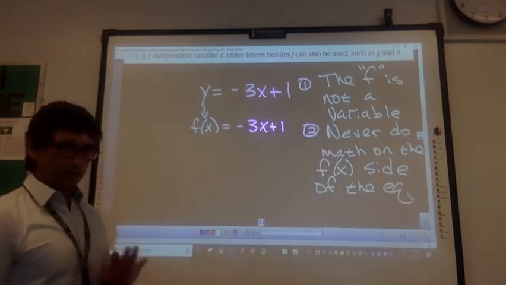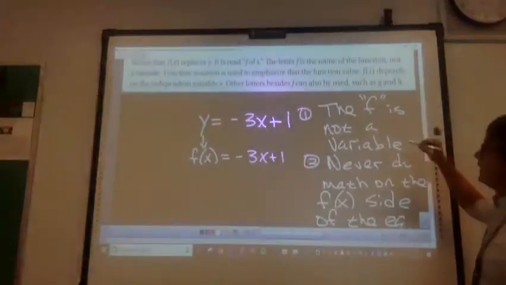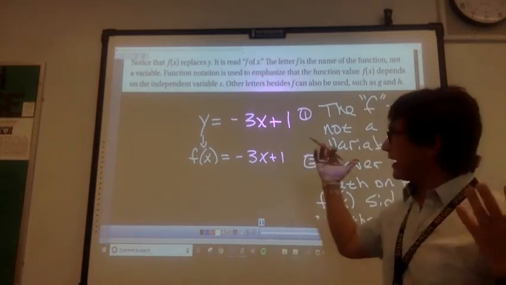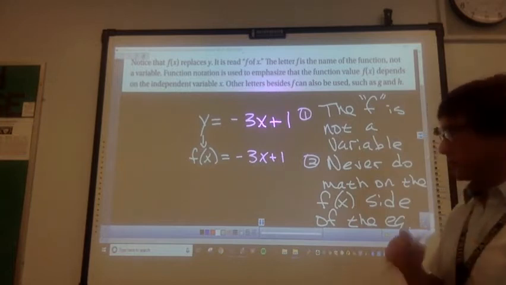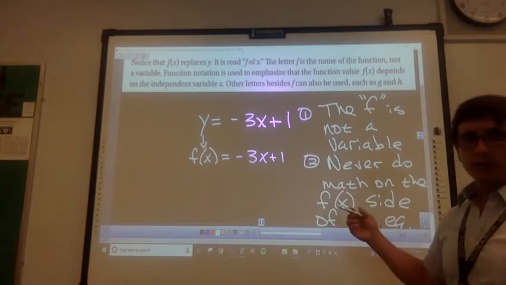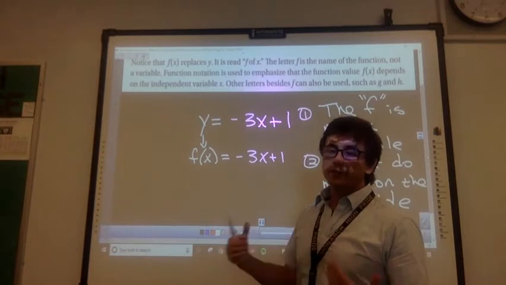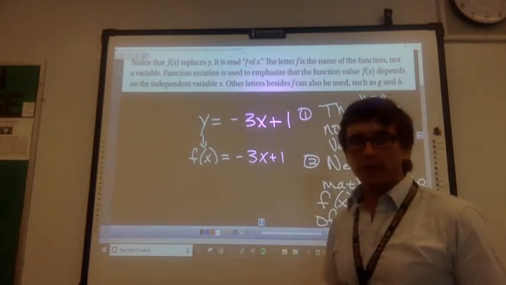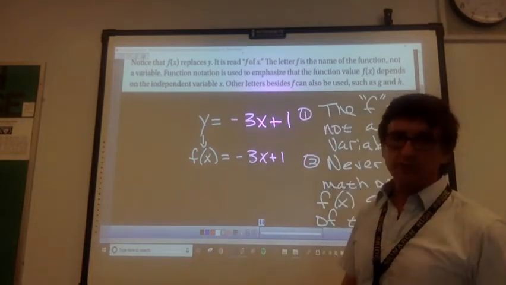So never do math on the f of x side of the equation. When they say f of x, it could also be g of x, a of x, h of x, anything. The three most common letters they use, I would say, are f of x, g of x, and h of x. But again, it totally doesn't matter what that is. Your x could be a different letter as well. It just makes it easier if we use x, but we'll do some function notation problems where it's like c of d. D represents distance and c represents the cost.